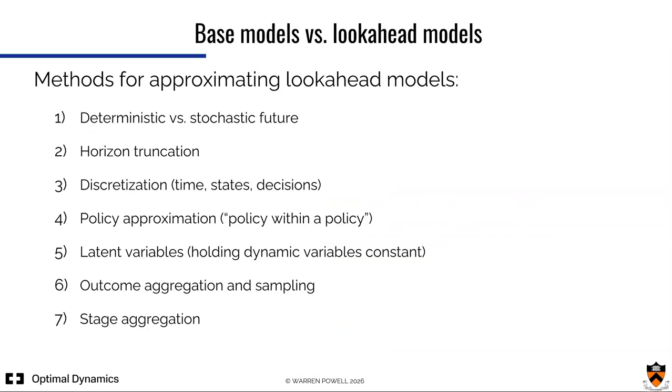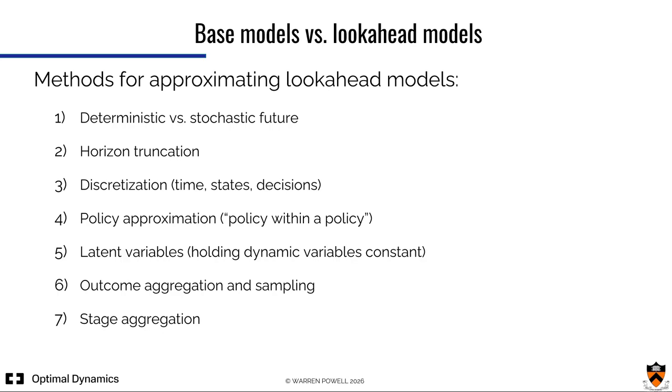Now, there are different ways to do these approximations. First of all, when I look into the future, I can do a deterministic approximation or a stochastic approximation. I can truncate the horizon. I can do different types of discretization of time, state variables, and decisions. The policy: I've decided my problem needs to plan into the future, but as I plan in the future, I need to understand decisions that I might make. How we make those decisions is what I call the policy within a policy.